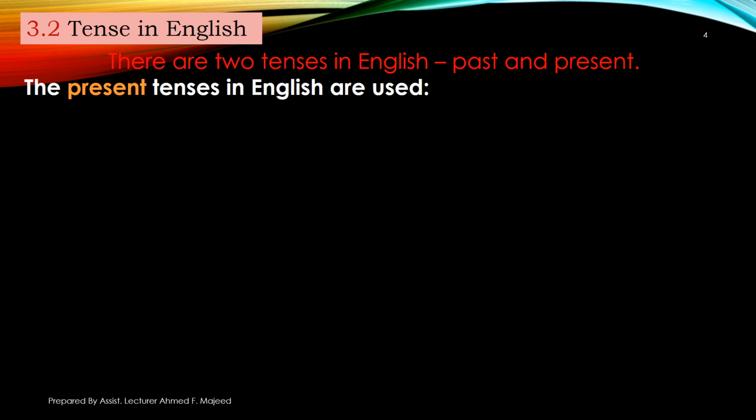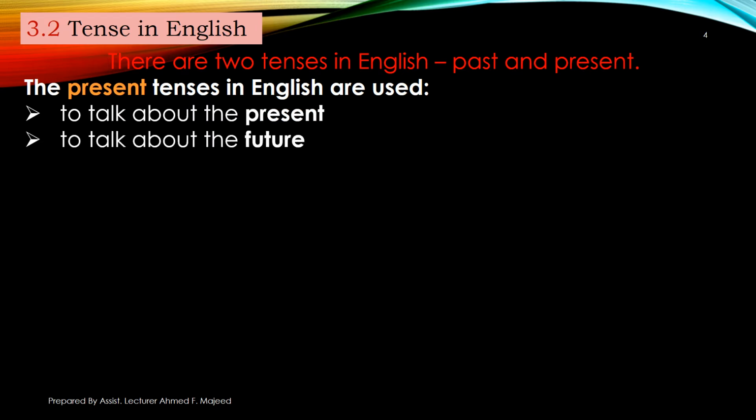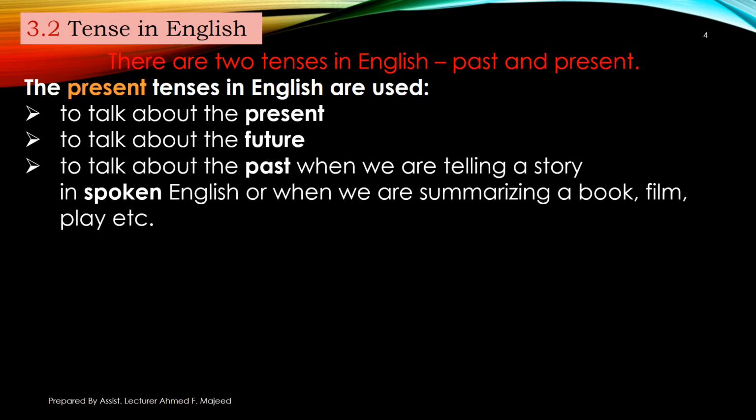There are two tenses in English, as we mentioned before, past and present. The present tenses in English are used to talk about the present, for example, or to talk about the future, and to talk about the past when we are telling a story in spoken English, or when we are summarizing a book, film, play, etc.